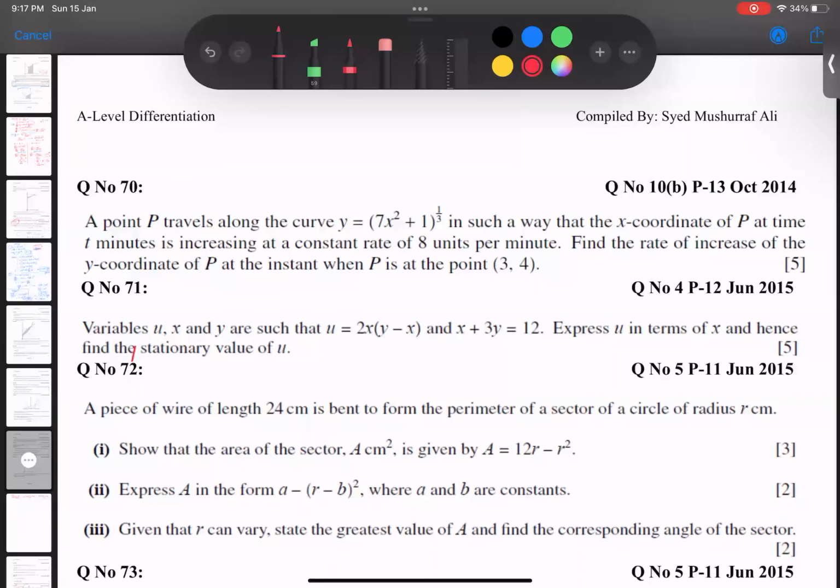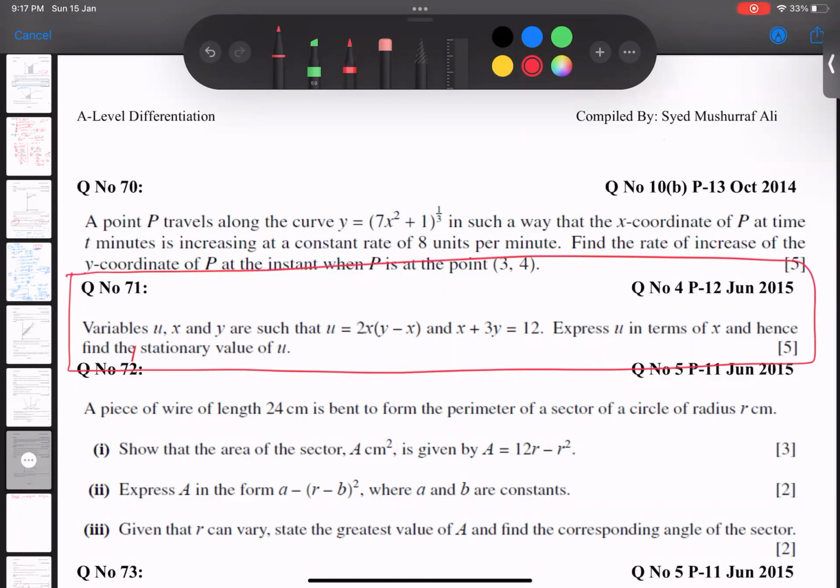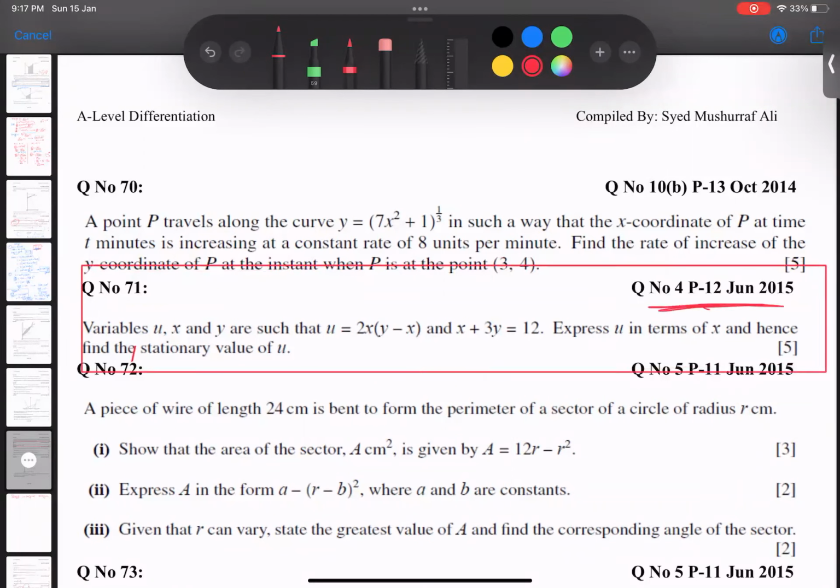Bismillah ar-Rahman ar-Rahim. This question I'm going to do now is question number 71 of the worksheet, a June 2015 variant 12 question number 4. We have two equations given here. In the first we have three variables involved, u, x, and y. In the second we have two variables involved, x and y.